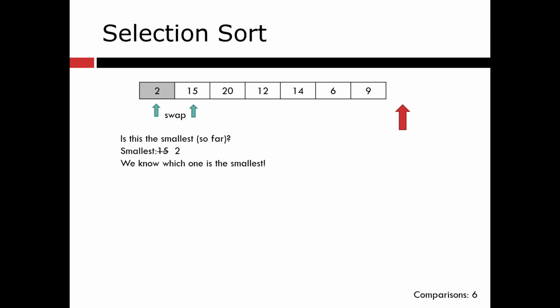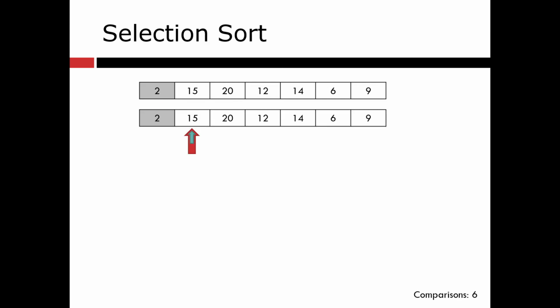Now I've grayed out 2 because we know that this is the correct location for 2. There isn't any other number that is going to go before 2 because we've already determined that 2 is the smallest number. So we keep going. This is our second iteration.